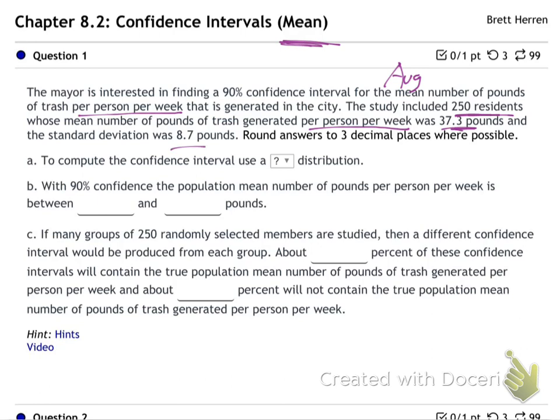And standard deviation, 8.7 pounds. Round answers to 3 decimal places where possible. Okay, so we're going to compute a confidence interval on this. Now, that's what we did Monday night, right? Confidence intervals. How is this any different from what we did Monday night? That'll be the key question. That's always the battle on statistics exams, as you all are freshly aware.